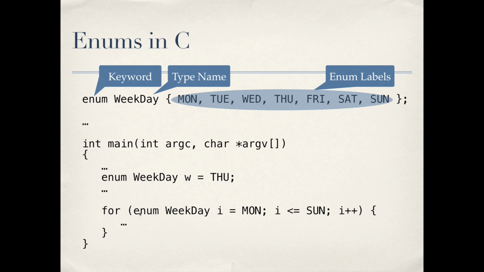And even more, we can iterate over such a variable. We could say, okay, for i, which is of type enum weekday, starting with Monday and ending with Sunday, we iterate over these values. This means implicitly we have an order here, and we could say that Monday is smaller than Tuesday, etc. This is sometimes pretty convenient.